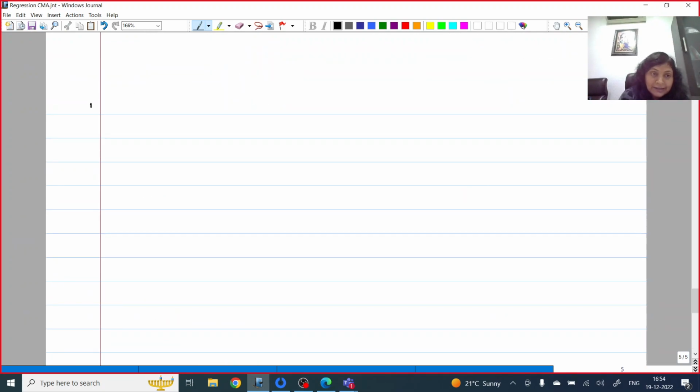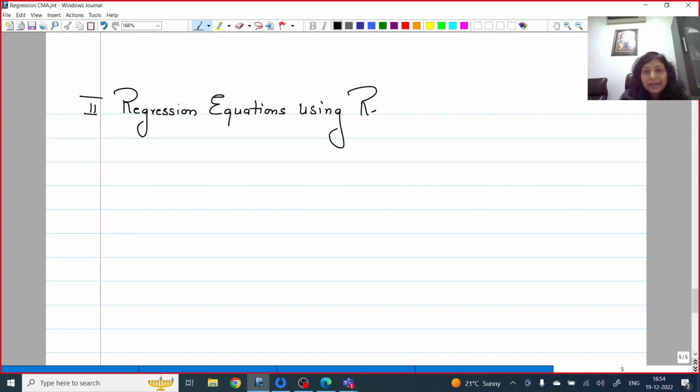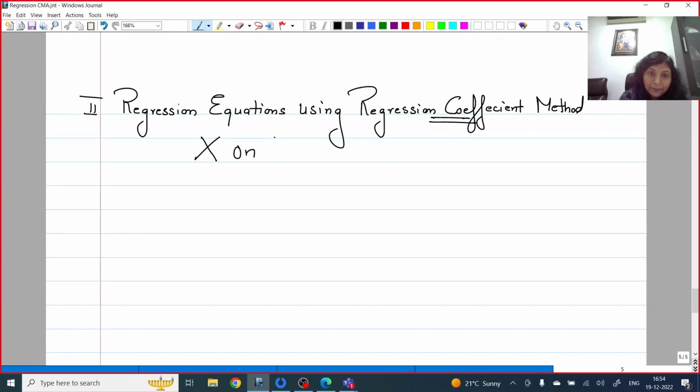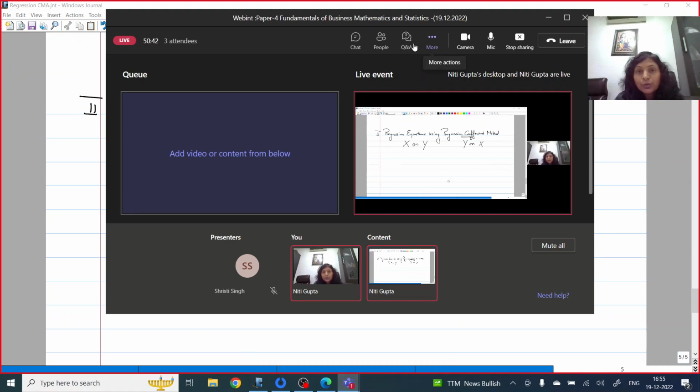Now the second algebraic method is regression equation using regression coefficient method. So this is my second method, regression equation using regression coefficient method. So what is this regression coefficient? I have already told you in case of regression we have two equations, x on y and y on x. So we have two regression coefficients.